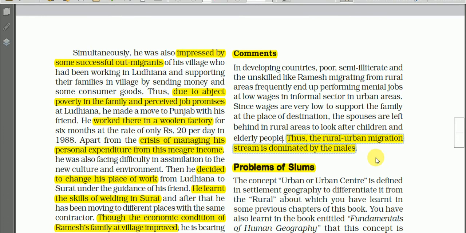Okay, just as we discussed earlier, the amount of money earned in the big cities is meager, okay, comparatively low, and most of the work is manual, and the work is also not organized and temporary, and that is why they cannot shift their family to the workplace, so they have to leave their wife and children in their native village. And that is why, in the case of India, males dominate the rural to urban migration stream.